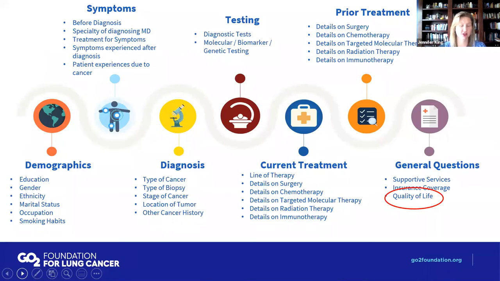So the Lung Cancer Registry collects a lot of different types of data, everything from demographics and symptoms or screening for lung cancer, all the way through diagnosis, testing, and treatment. But where I'm going to focus today is, here it's listed under general questions, but it's this concept of quality of life and how symptoms and side effects are really affecting those who are afflicted with lung cancer.